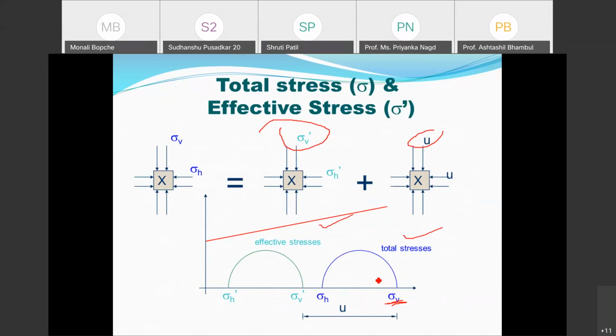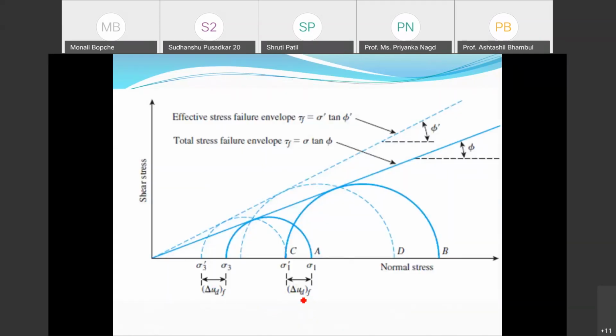So my Mohr circle will be drawn here, and if I reduce by pore water pressure mu, it will be shifted backwards and indicated by sigma v dash. Okay, so this is the diagram which shows the effective stress parameters and total stress parameters.